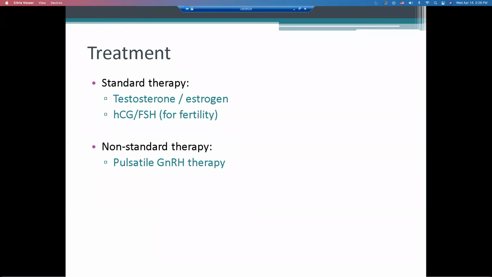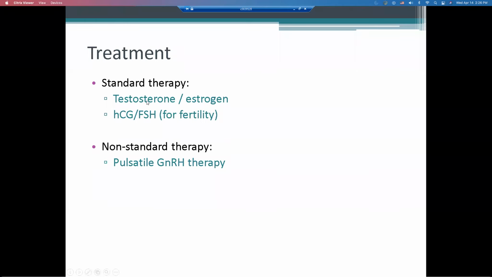So the testis is not able to produce testosterone despite very, very high stimulation from the gonadotropes, which is LH and FSH. So that's what we call primary gonadal failure. Primary is more common in females, okay? Especially like Turner syndrome. It's primary gonadal failure. Here, what we're talking about is secondary gonadal failure because it's at the level of the hypothalamus or the pituitary.